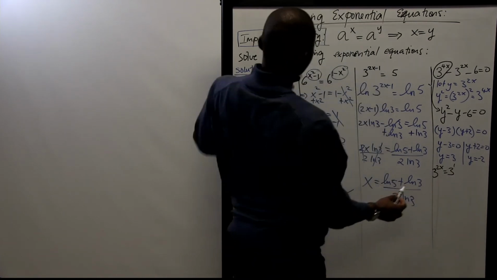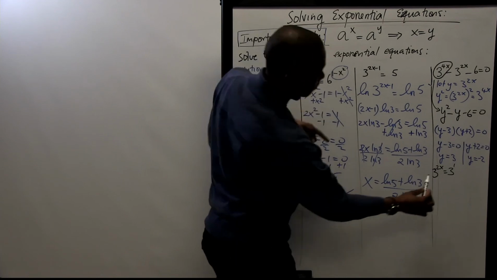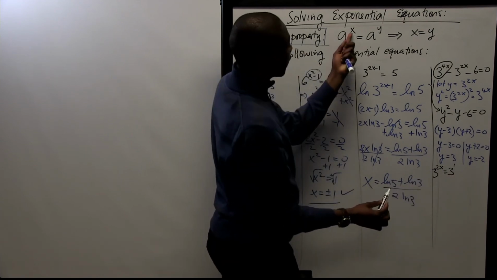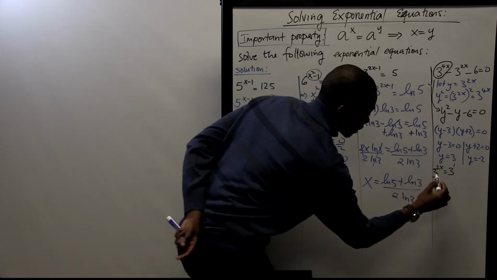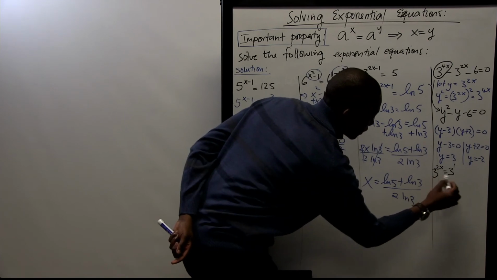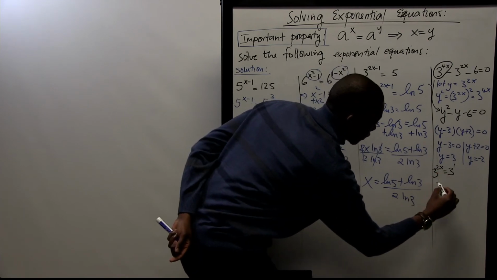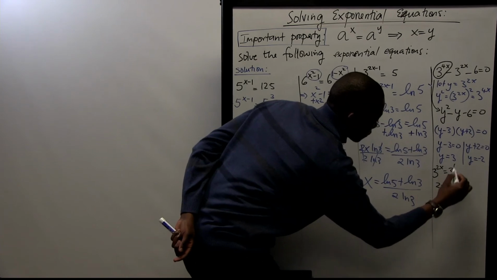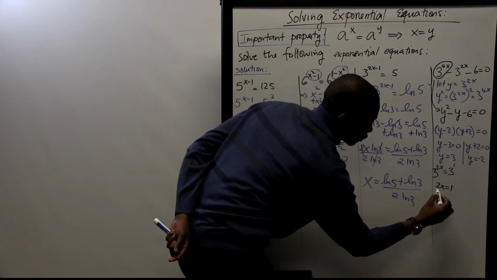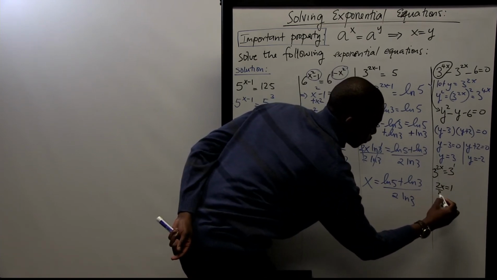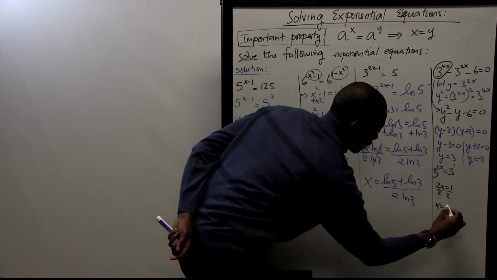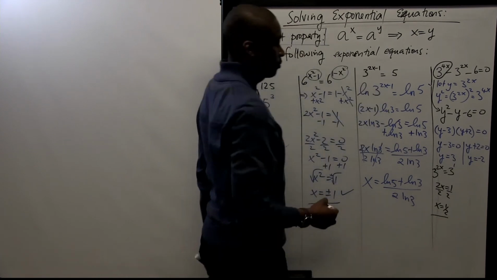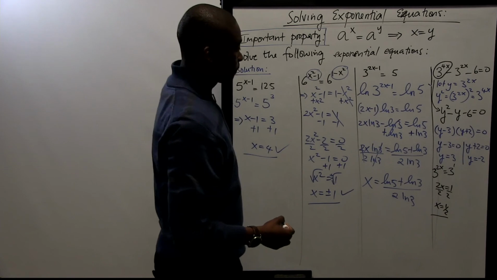So therefore, by our important property over here, the bases are the same, so that means the exponents are the same. Since the base 3 is the same for both, it means the exponent 2x actually equals the exponent 1. So from this we can solve 2x equals 1. Divide by 2, so therefore x equals 1/2. That's our potential solution over here.